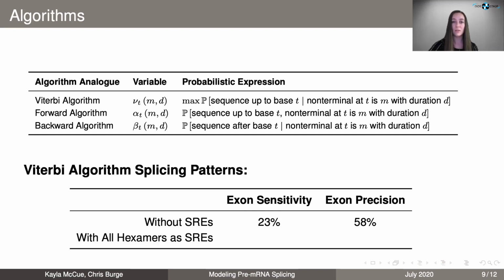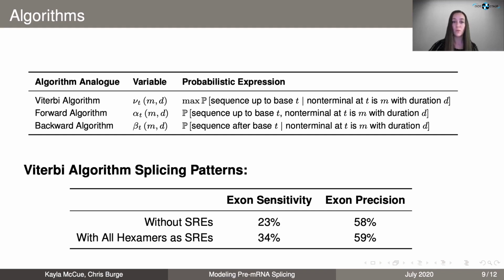For another test, I included all hexamers, so all possible sequences of length 6, as splicing regulatory elements. And with this, I see a slight increase in my precision and a more substantial increase in my sensitivity. But while this increase is non-trivial, it's still not to the level I'd like it to be. And one potential reason for that is the way that I'm including splicing regulatory elements.